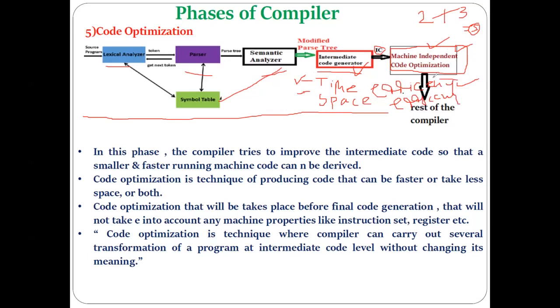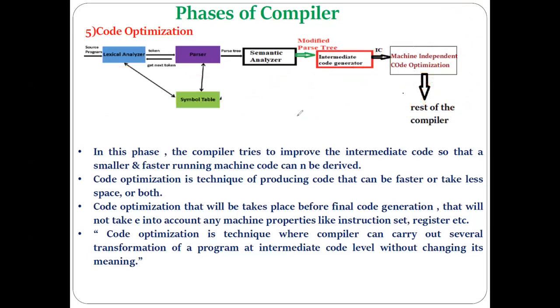Now, does code optimization happen compulsorily every time? No. It depends on whether the code optimization is required and whether it can be done or not. That is what I have mentioned here in this phase, the code optimization phase. The compiler tries to improve the intermediate code so that smaller and faster running machine code can be derived. Whatever intermediate code has been received from the previous phase, the code optimizer tries to make changes in that code. Now, changes for what purpose?